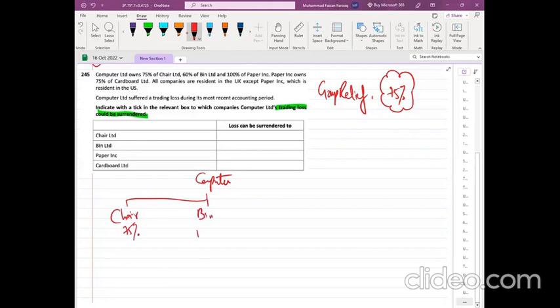उसने बिन लिमिटेड में 100% होल्डिंग रखी हुई है। और 100% होल्डिंग इसने पेपर में रखी हुई है। और पेपर ने फर्दर कुछ किया है, क्या किया है? पेपर ने कार्डबोर्ड को खरीदा है, जिसमें उसकी होल्डिंग है 75%। ये मैंने टेबल बना लिया। अब क्या हुआ?